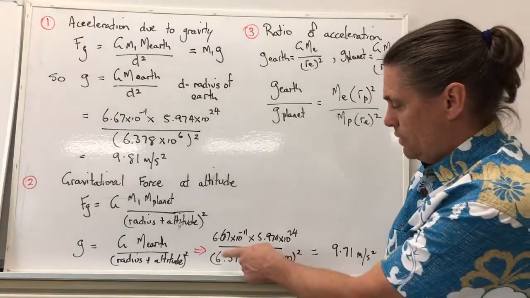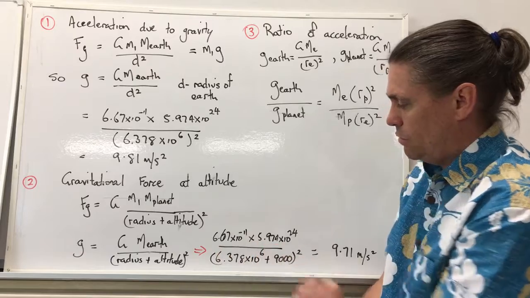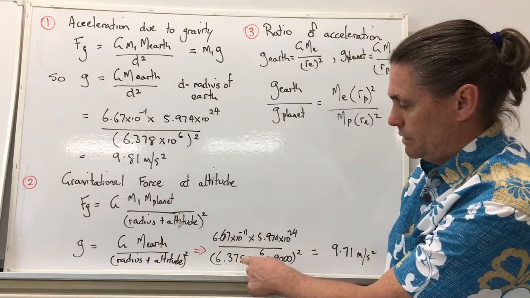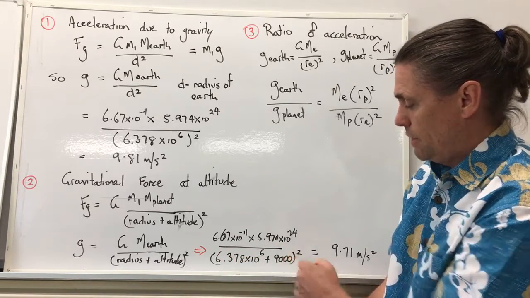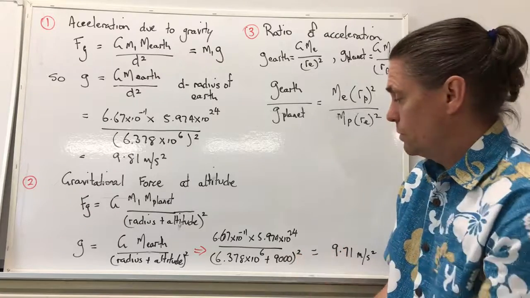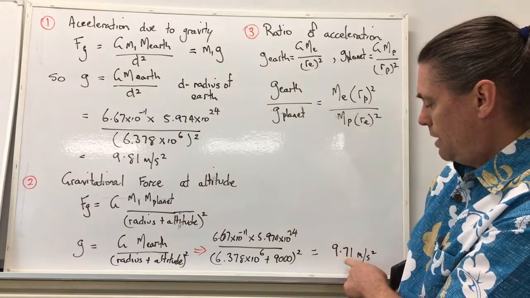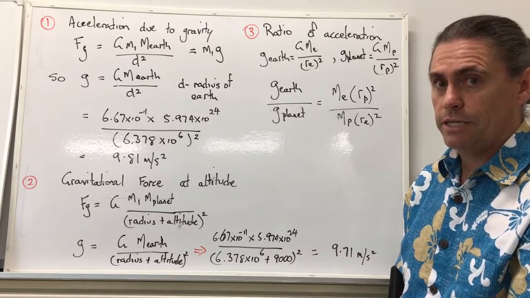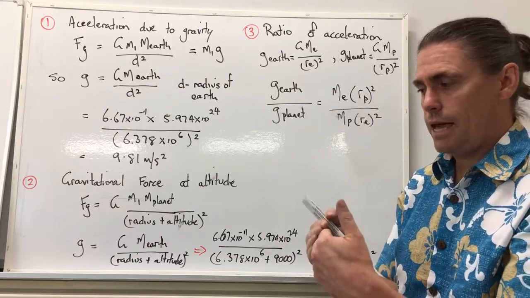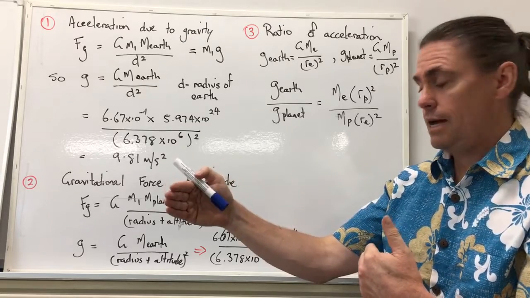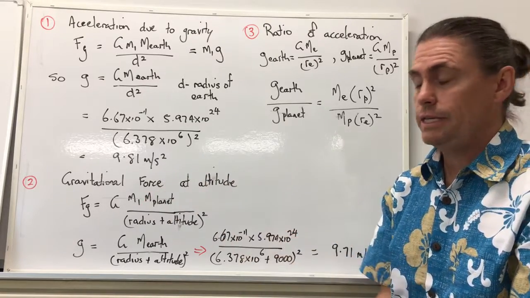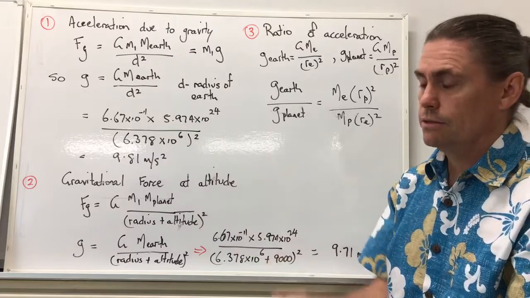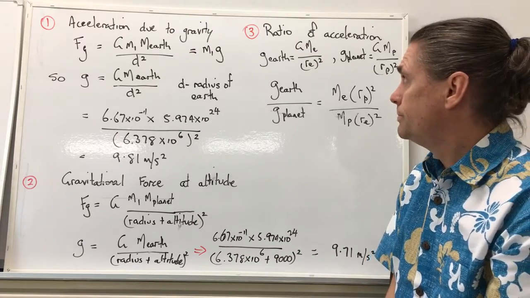So our value for the distance between the centres of our objects now becomes 6.378 by 10 to the 6th plus 9,000 metres, all squared. And we now find that our acceleration due to gravity has decreased to 9.71 metres per second squared. So this tells us that as the objects are further and further apart, the acceleration due to gravity will decrease. And that's what we found from our previous notes.